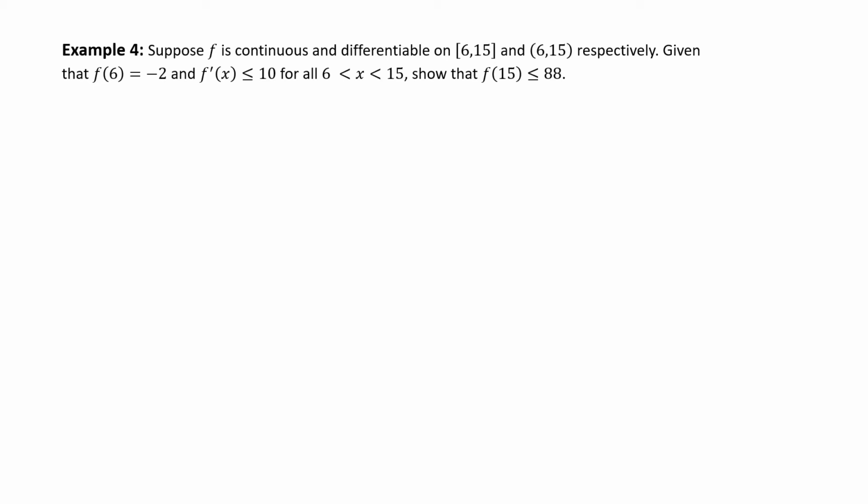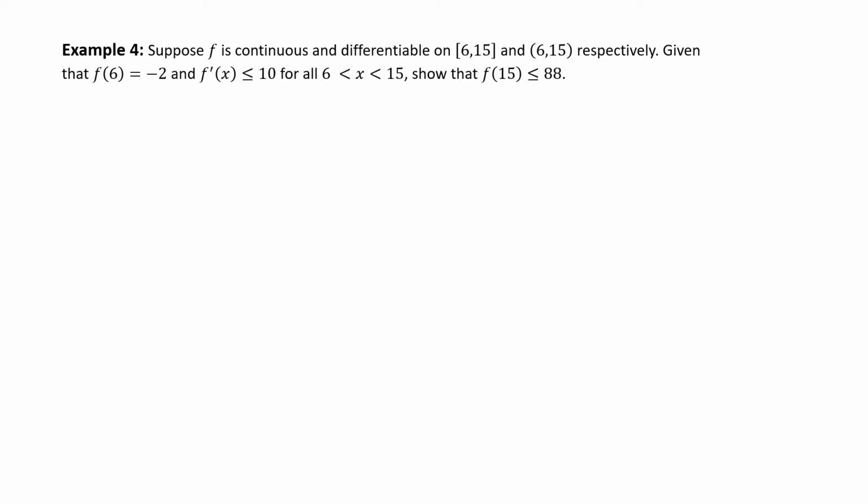Example, suppose f is continuous and differentiable on the closed interval from 6 to 15 and the open interval from 6 to 15, respectively. Given that f of 6 equals -2 and that f prime of x is equal to or less than 10 for all x between 6 and 15, endpoints not included, show that f evaluated at 15 is equal to or less than 18.